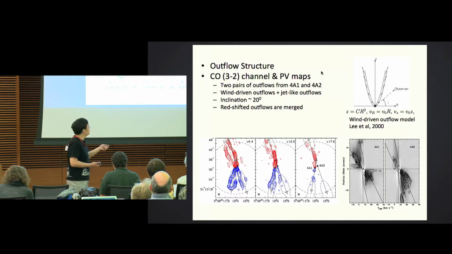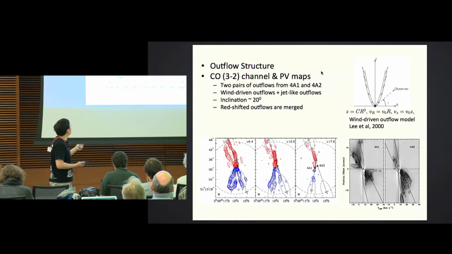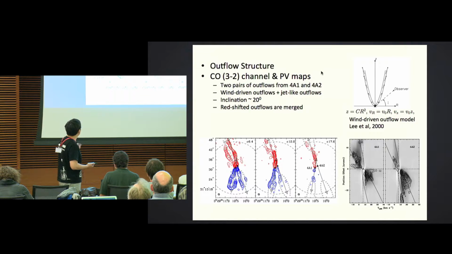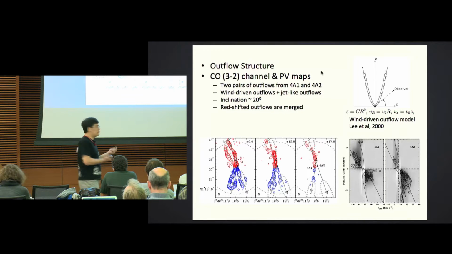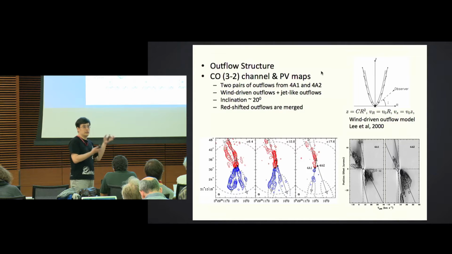I used an empirical model to simulate this CO emission and found that this channel map can be explained by two pairs of CO outflow, one from 4A1 along this direction, and the other from 4A2 along this direction. Besides this outflow, this object also includes a high velocity jet, which is this elongated part and this high velocity component in the PV diagram. So 4A2 launched a low velocity outflow and a high velocity jet at the same time.